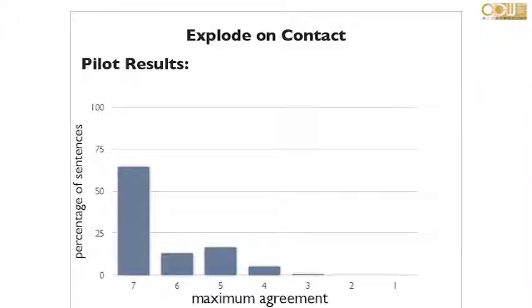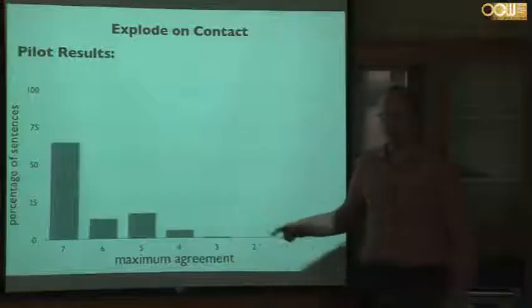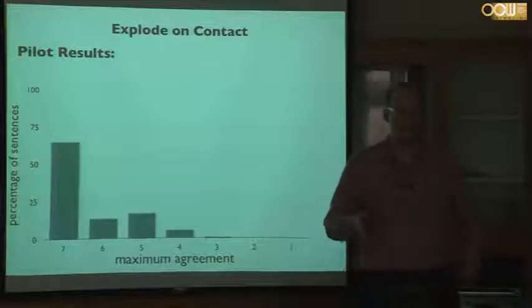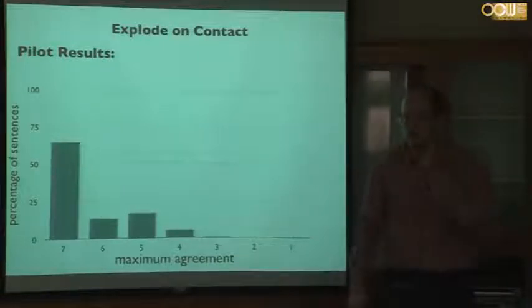So this is looking at the percentage of sentences on which at least this number of people agreed. Over 60% of the time, all 7 people agreed on the same answer. The rest of the time, usually 6 or 5 agreed. There's only one sentence where less than half of the people agreed on an answer. So people generally agreed, which is good.